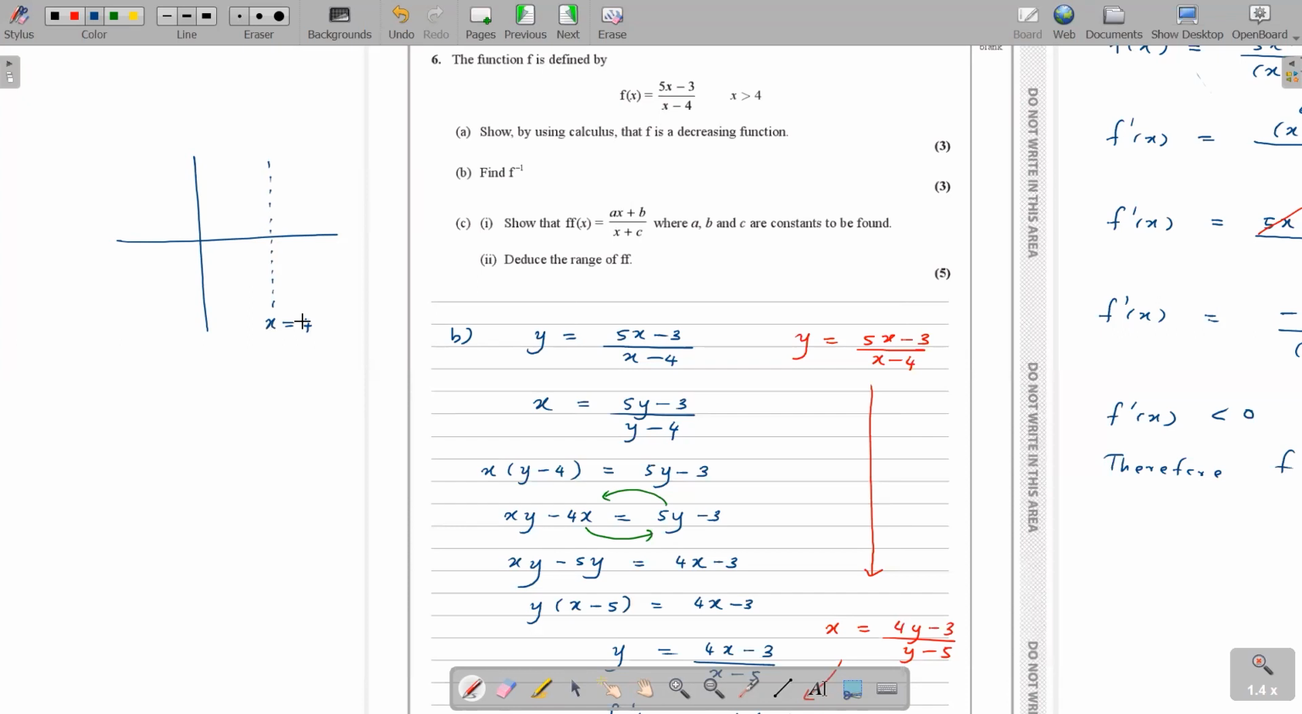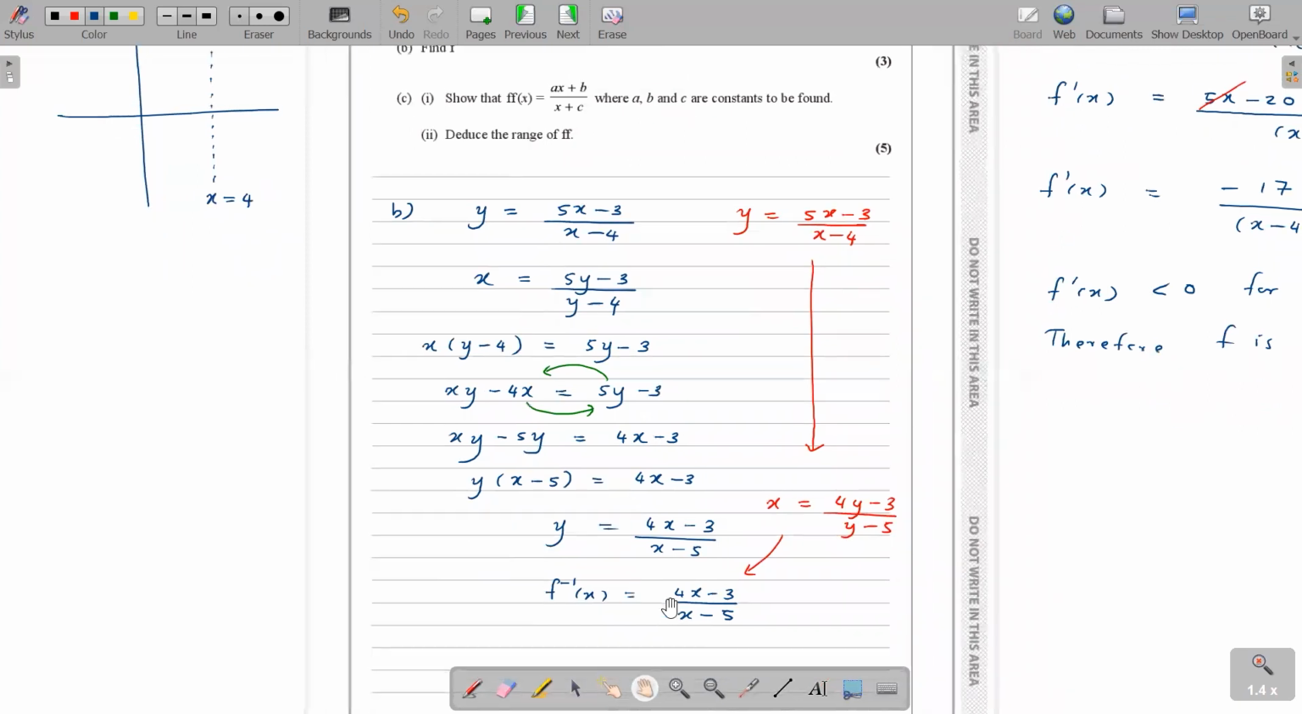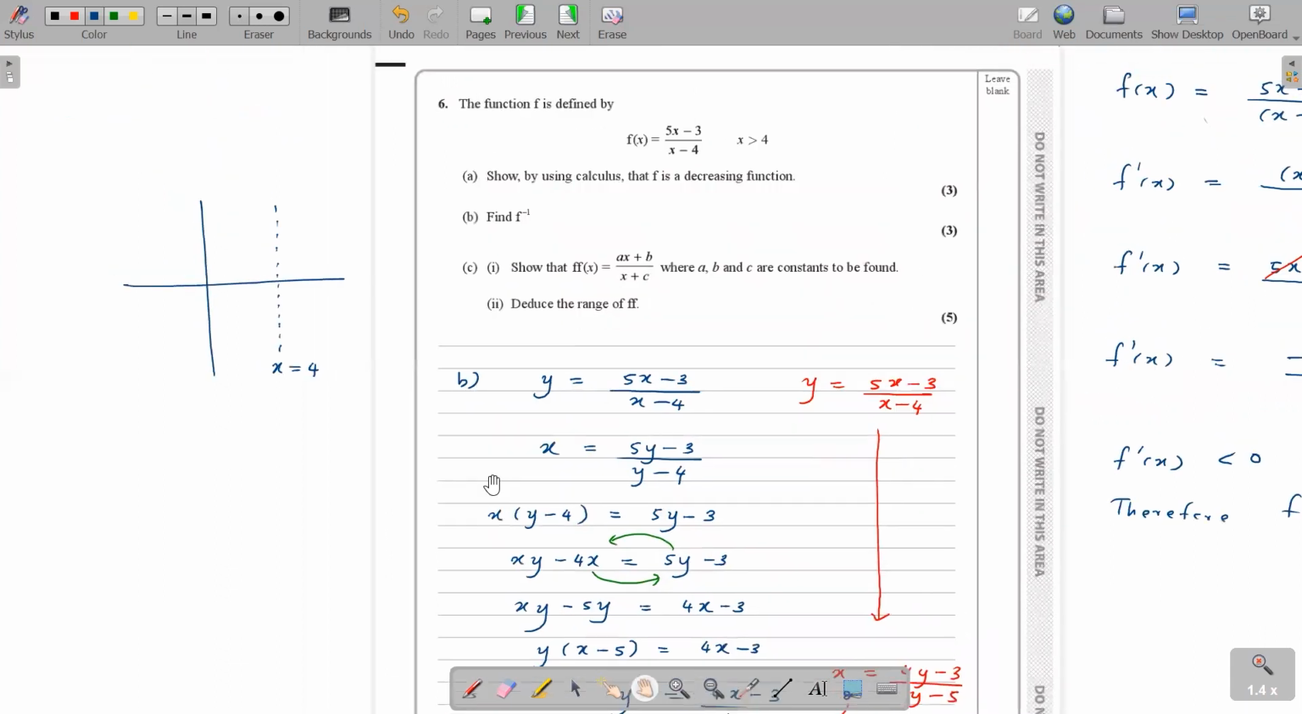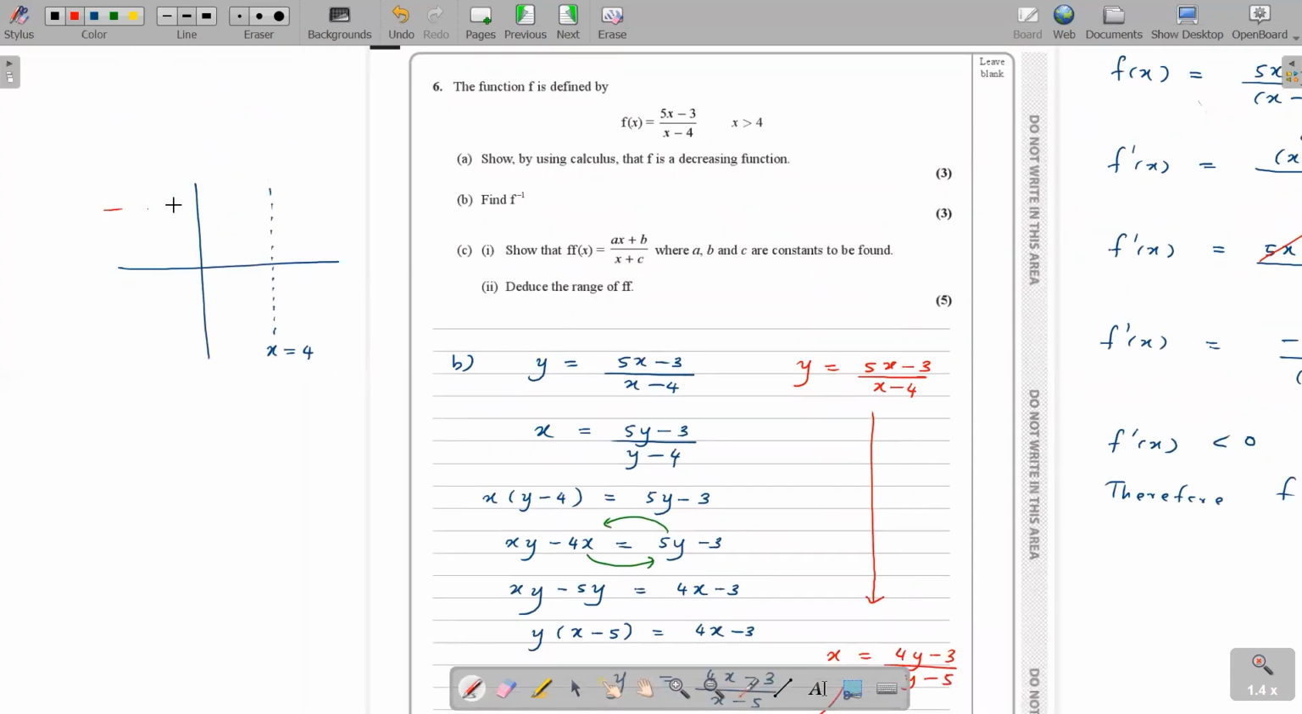Then it's an asymptote graph, which means there's not only an x asymptote, there is also a y asymptote. How do you get the y asymptote? You get it from the inverse graph, because in the inverse graph you find x in terms of y. So in this graph, what makes the denominator 0? y minus 5 means y equals 5. So y equals 5 is your other asymptote.